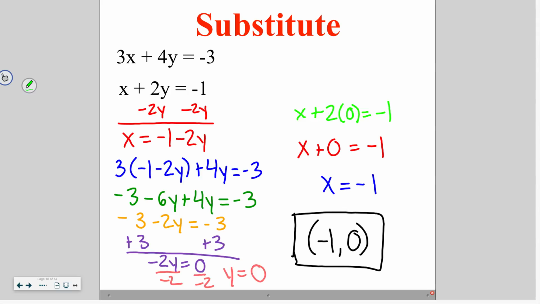Then we're going to go ahead and plug that back into our equation, giving us the green expression over here. And solving, we end up with x is equal to negative 1. So our final solution is negative 1, 0. If you have questions about isolating the variable, please let me know when you get to class.